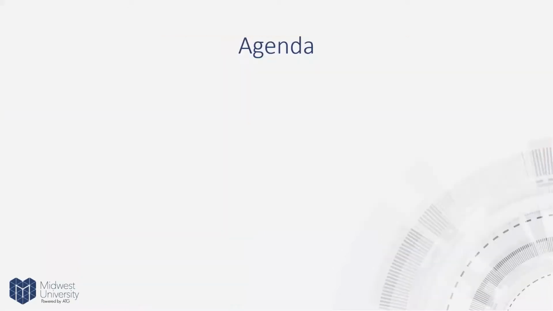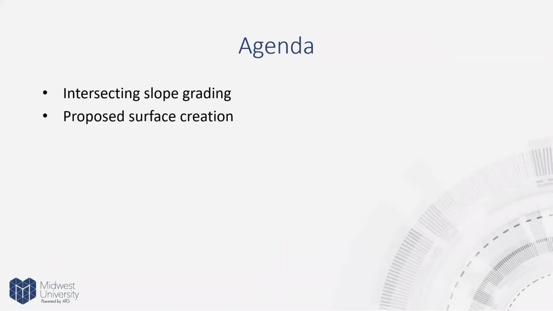The agenda for this week is going to be looking at intercepting slope grading. When you have two corridors that cross, you have to figure out how to tie those two surfaces together to not only make good-looking cross sections, but to get your surface to look right at the end. We'll dive into a few pointers to think about when you're creating your surface from a given corridor.